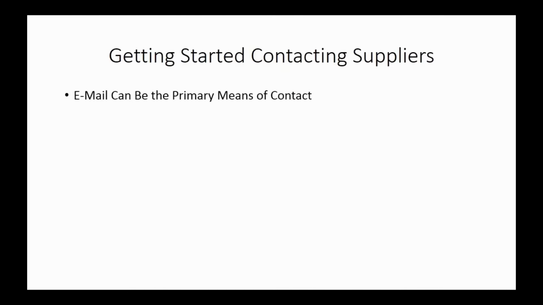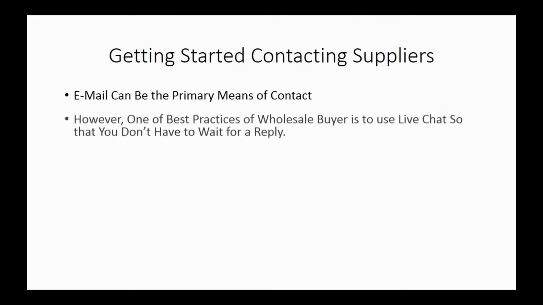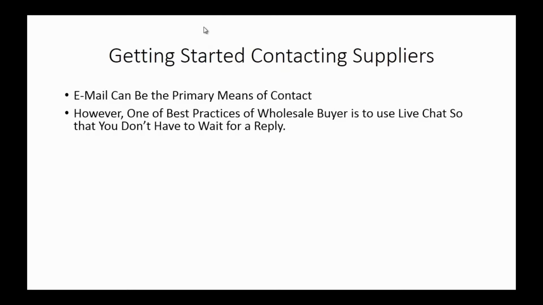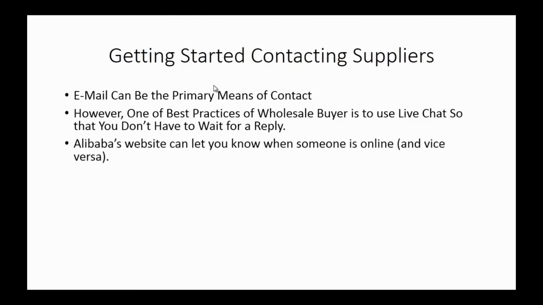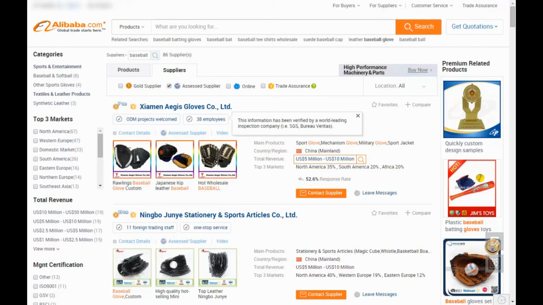Now, email can definitely be the primary means of contact. But there are some other things that you're going to want to think about. Now, one of the best practices of wholesale buyers is to use live chat. And that's a good thing to use so that you don't have to wait for a reply. You can actually continue to move the process forward while you're online. Now, Alibaba's website can actually let you know when a supplier is online. In fact, when you're online and you're searching, you'll be able to self-select for those who are already online by clicking this box.